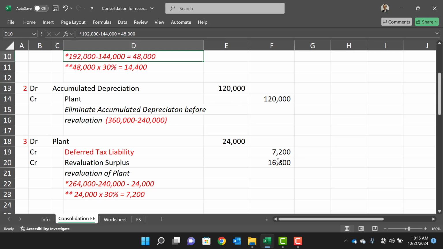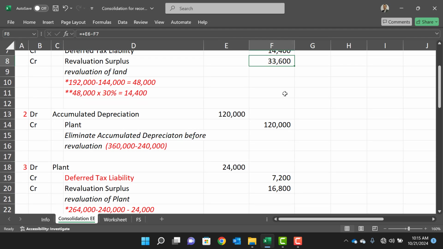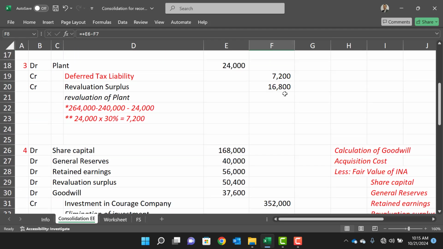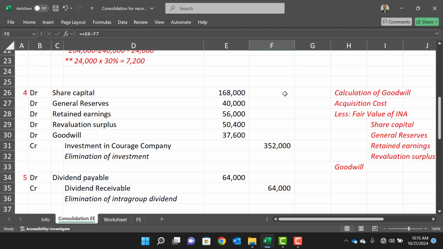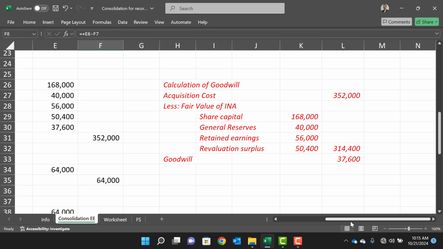Now this 16,800 and 33,600 will be used in calculating goodwill, as you can see on the next presentation. But before that, we go on to do the calculation of goodwill.